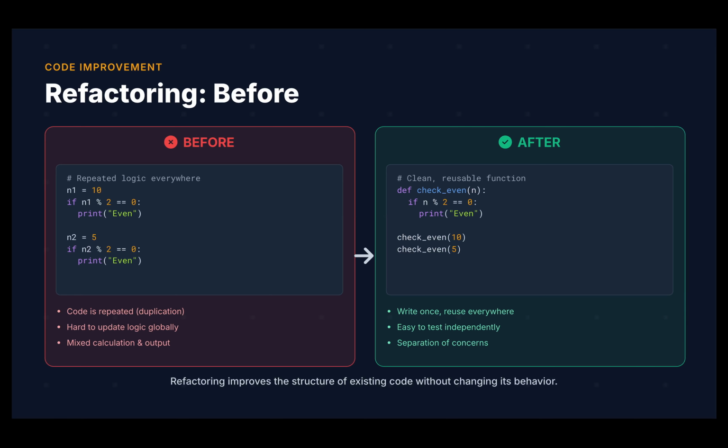Here's the before and after. Here's a comparison of repeated even-checking code with a function-based version. The before version duplicates logic and mixes checking with output. The after version wraps the repeated logic inside a reusable function. Here you can see check_even being called, and you are not doing it how you did it in the before version. You can see what refactoring looks like in practice and not just theory.